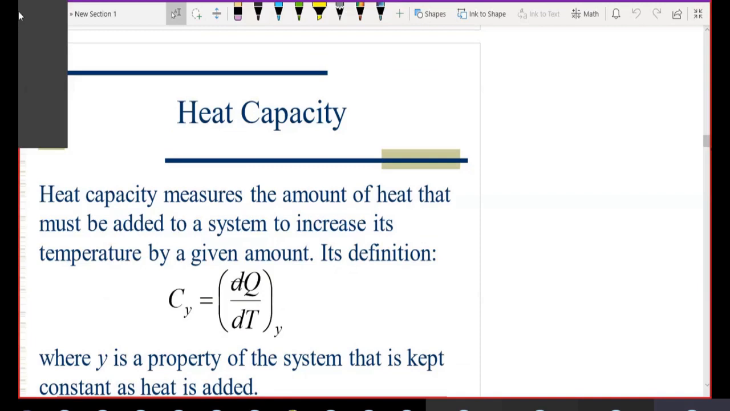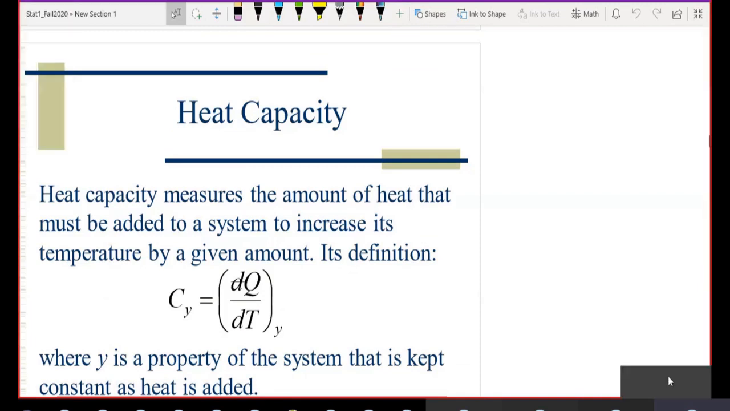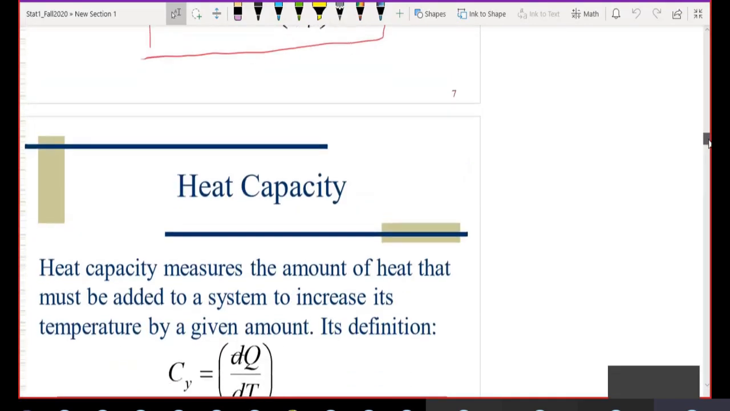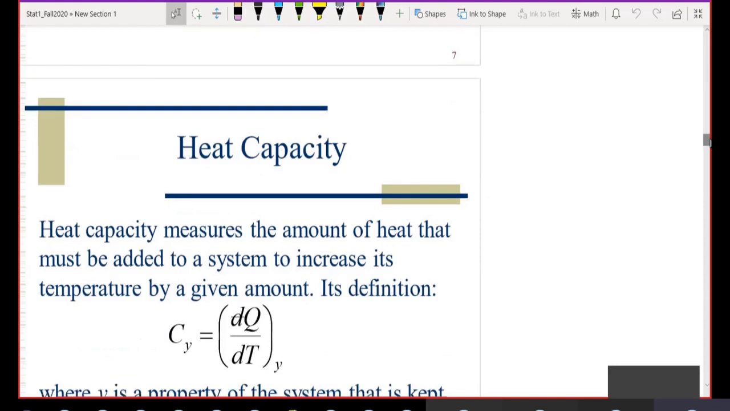Okay, the next important concept is heat capacity. Heat capacity, from the name itself, means something to store. Capacity means to store something, or capability, or whatever you call it. But in thermodynamics, this kind of meaning is not valid.